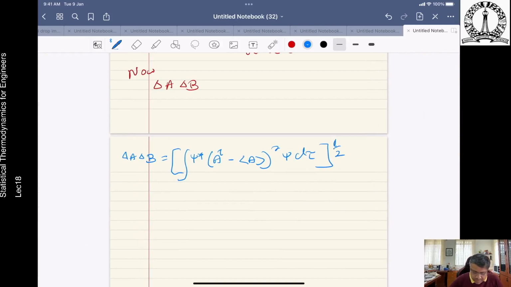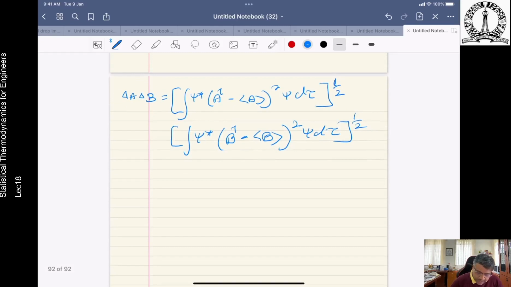All right, that is what it is, because it is acting. This is the operator that is acting on the wave function. Okay, and similarly, the other expression is phi star B hat delta squared, raised to the power of half.